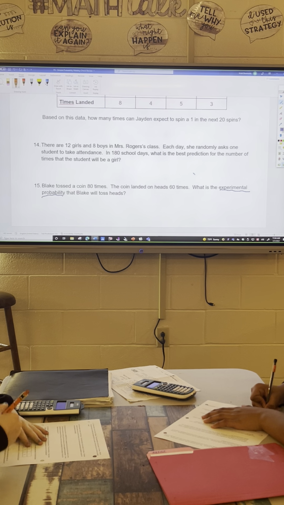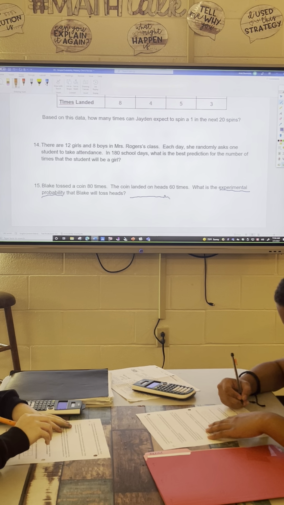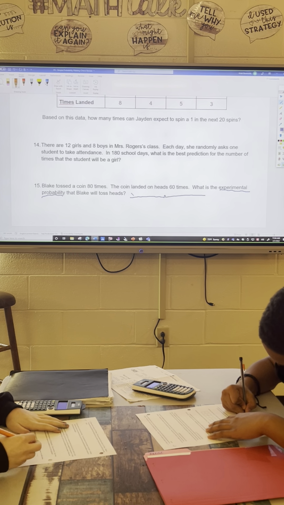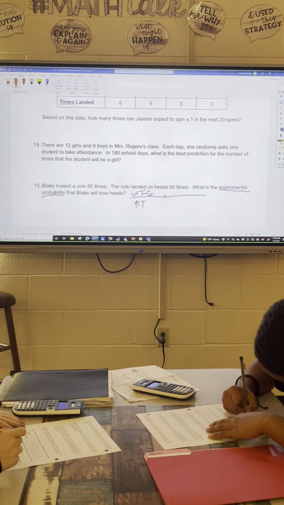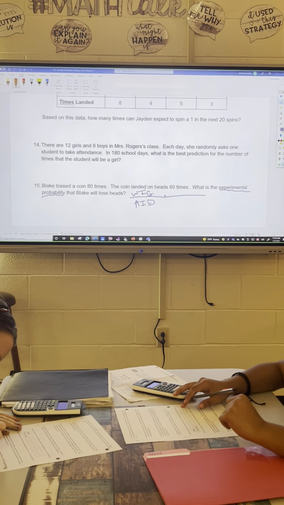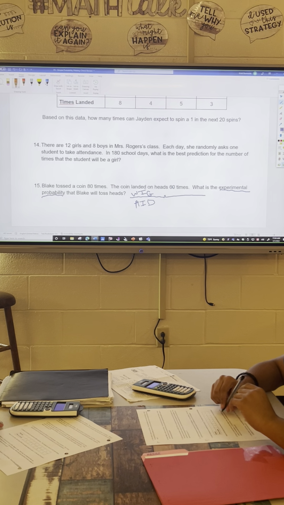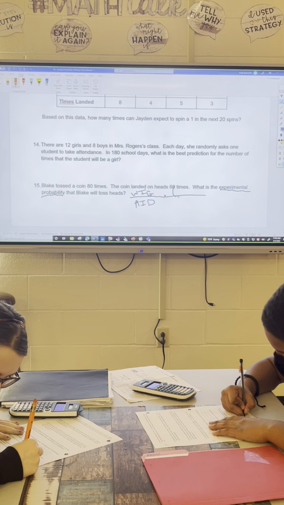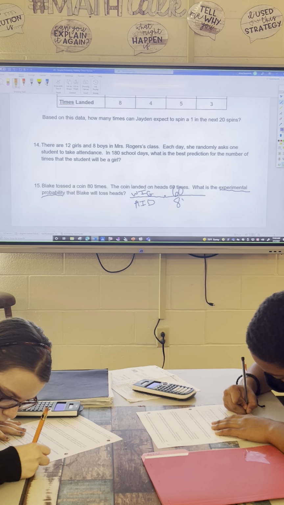When we have experimental probability, you have to remember, that's our WIG over A. That's what I got over all I did. WIG over A. What I got over all I did. What did he get? He got heads 60 times out of how many? 80. Out of a total of 80 tosses.